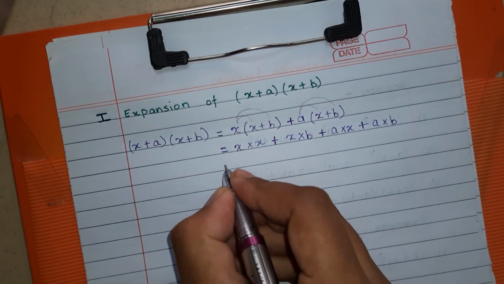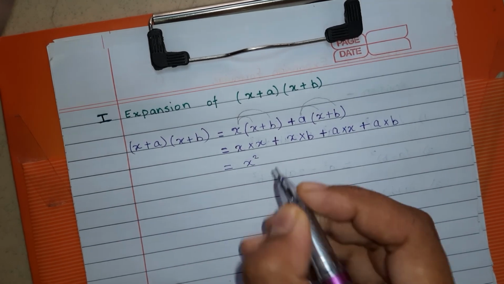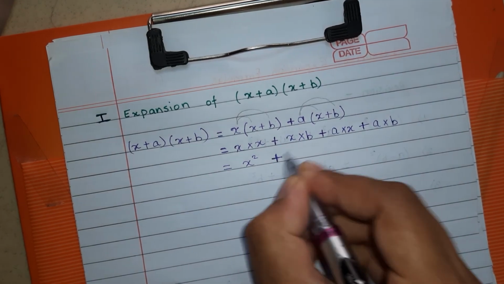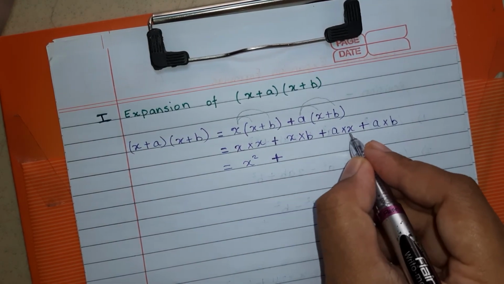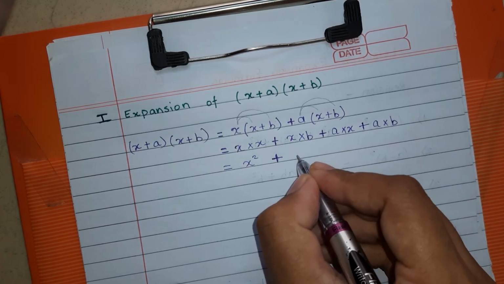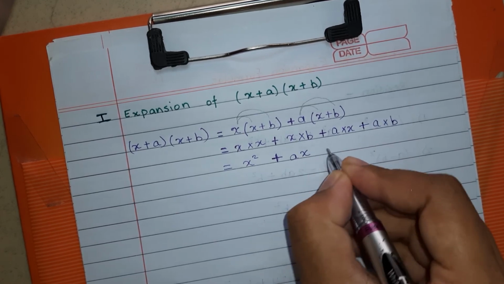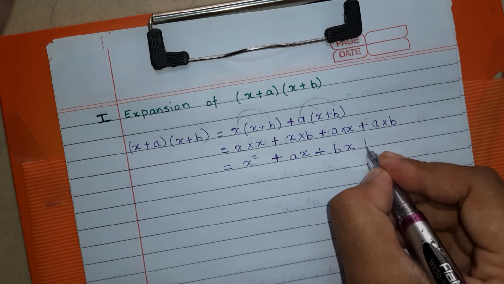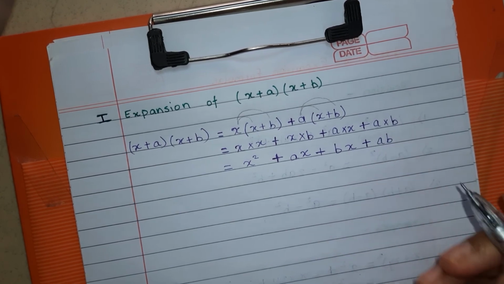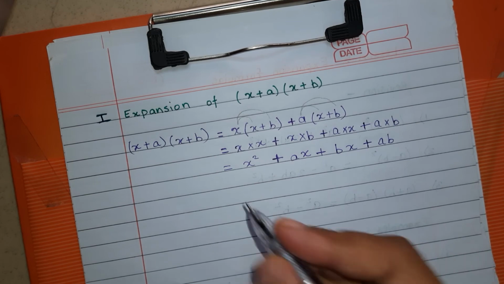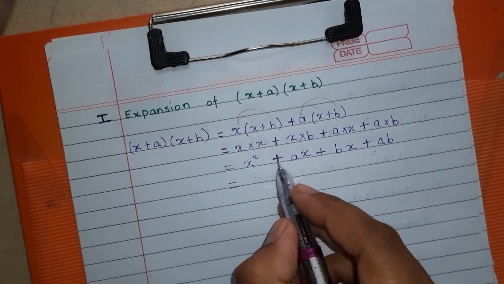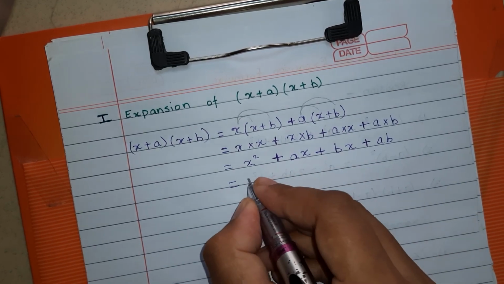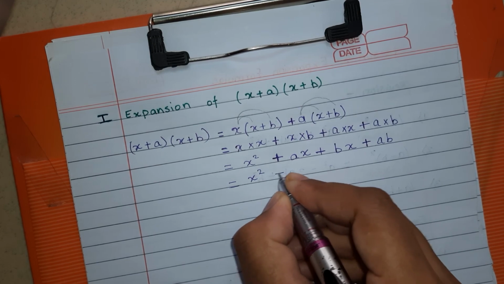Now x into x is x square. A number multiplied by itself means square, so x square, plus here x into b and a into x. So ax we will write first alphabetically, plus bx, plus a into b is ab. Now you can use this formula till here also. This is one way. Second thing we can do is x square as it is, plus.